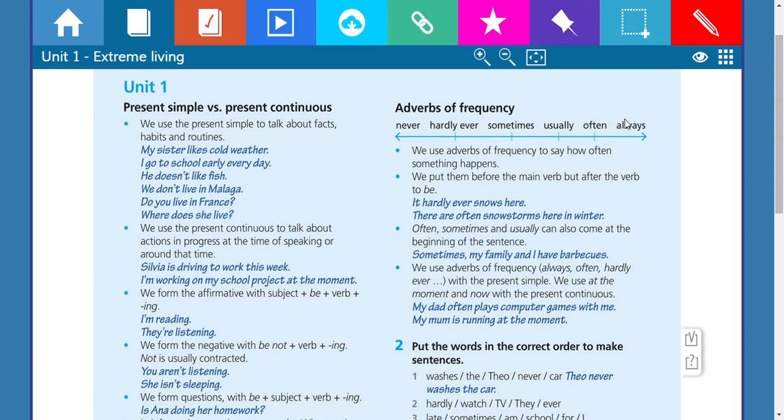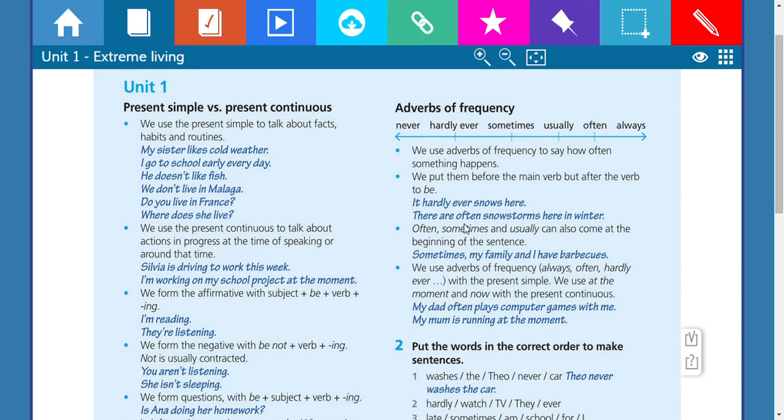So I never. For example, I hardly ever eat tomatoes because I don't like tomatoes, but when it's time to eat, well, I have to eat. I hardly ever, it's like a very extreme situation when I eat tomatoes. Sometimes, like 50-50. Sometimes I play video games. It's an example.